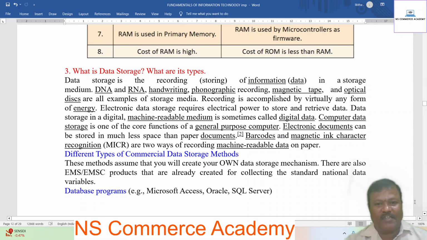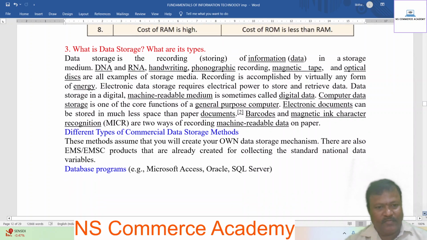Different types of commercial data storage. These methods assume that you would create your own data storage mechanism. There are also EMS products that have already been created for collecting standard national data tables. Database programs: Microsoft Access, Oracle, SQL Server, and others.